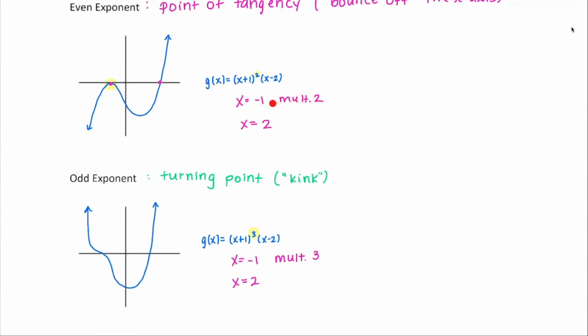So here we have 2 zeros at the same point. Here we have 3 zeros at the same point as well. I'll go ahead and mark that on our graph. We have this kink in our function here, and then we have a regular x-intercept at x equals 2.